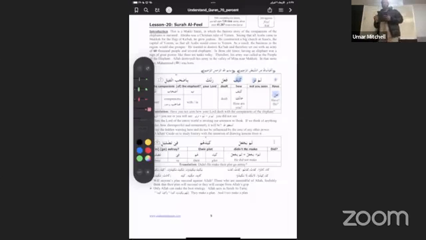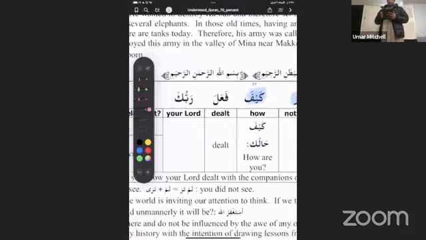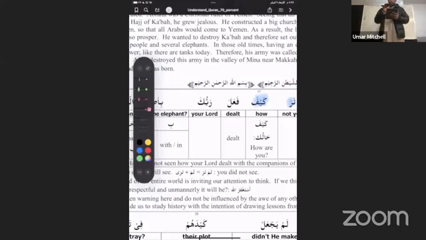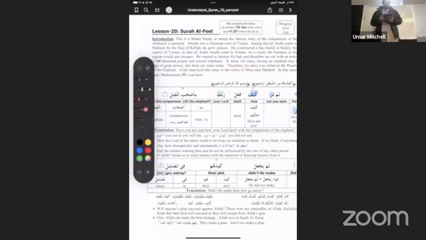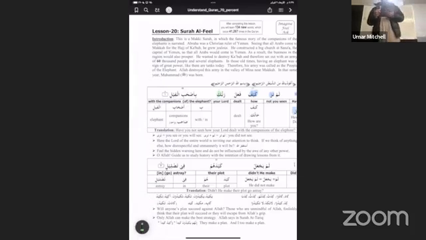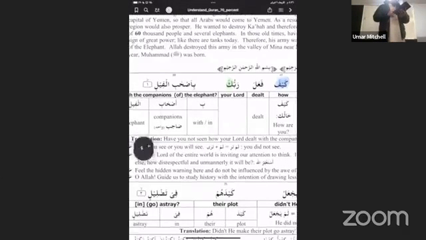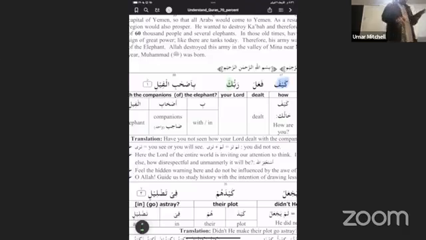Alam tara kayfa fa'ala. Fa'ala, dealt with. Rabbuka, your Lord, bi-ashabil fil, with, meaning with the companions of al-fil. Al-fil is the elephant, okay? So here you will see alam tara. You see, or you will see, is tara. This is the note that he's saying right here, that if you want to say you see, you say tara.